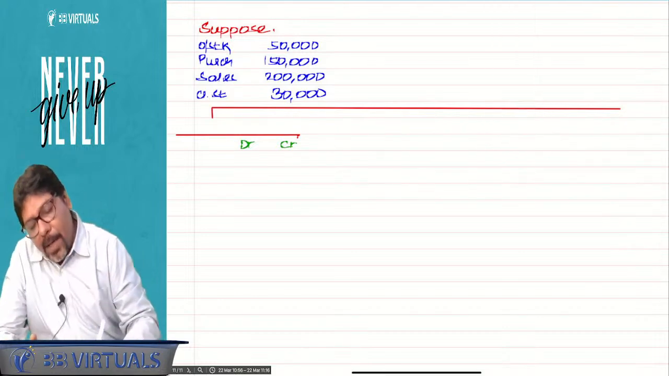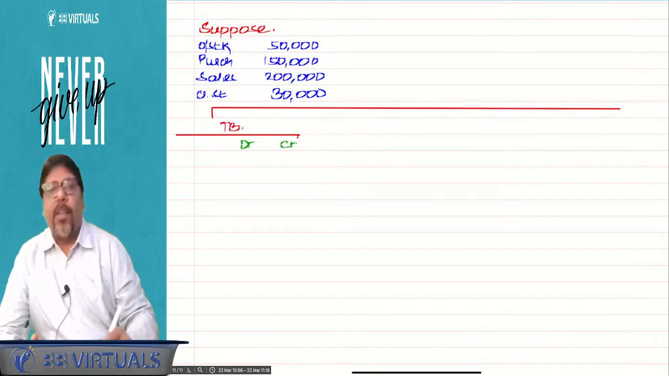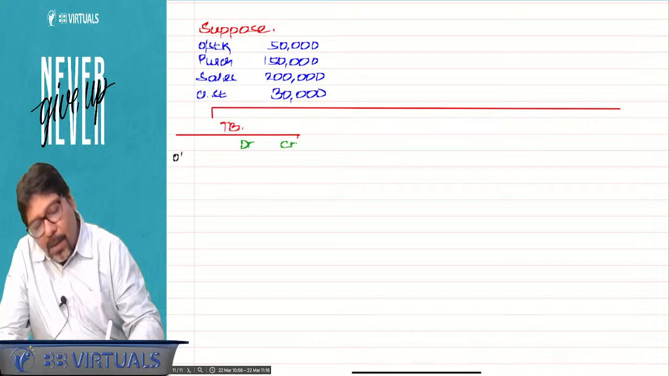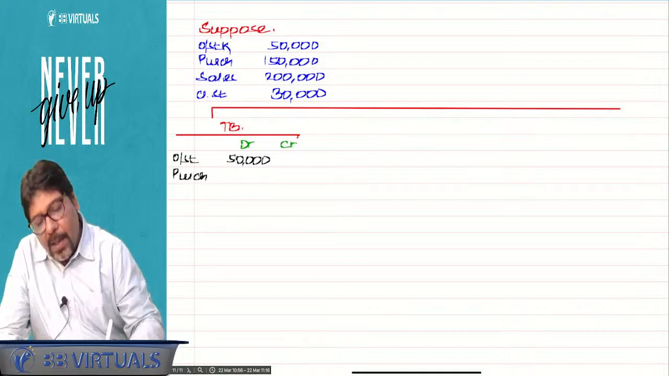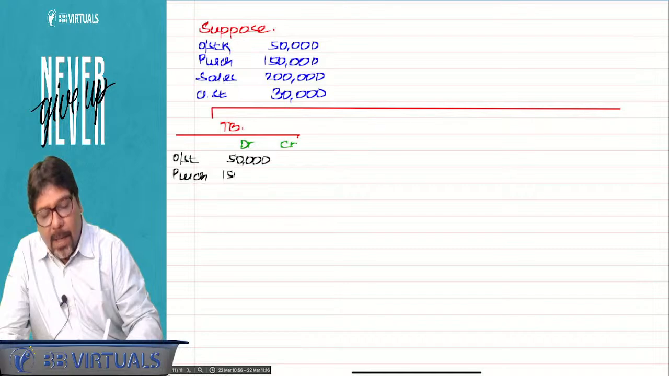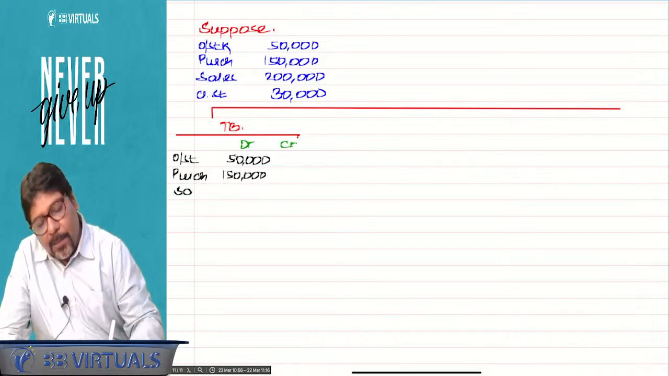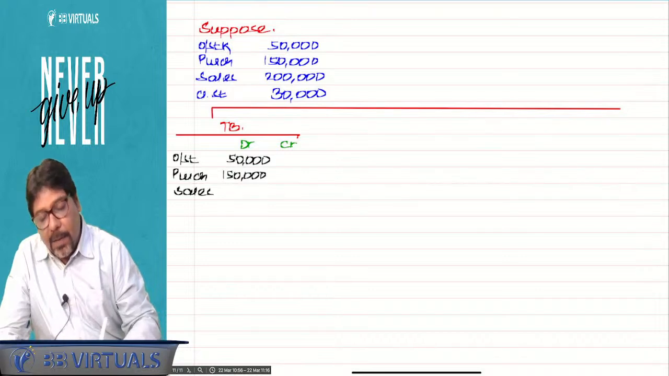Now, in the trial balance, on which side will opening stock come? Opening stock in the trial balance will come on the debit side. Very good. Where will purchases come? Purchase will come on the debit side of the trial balance. Very good. Where will sales come? Sales will come on the credit side of the trial balance.